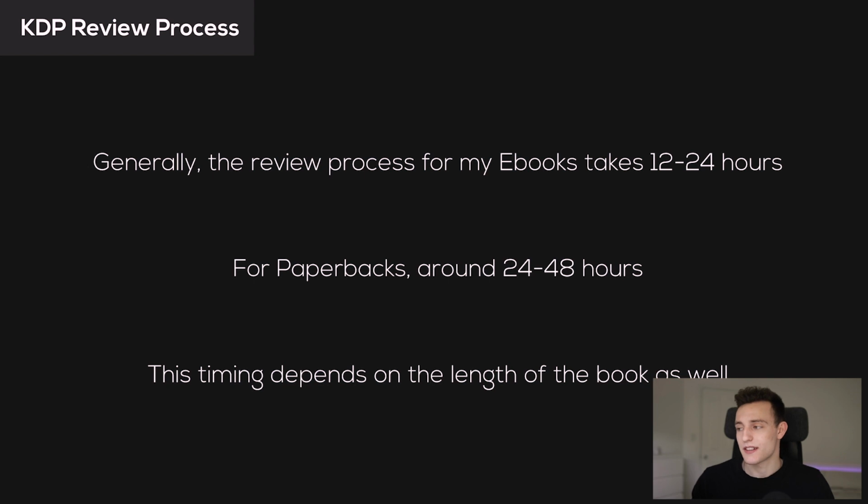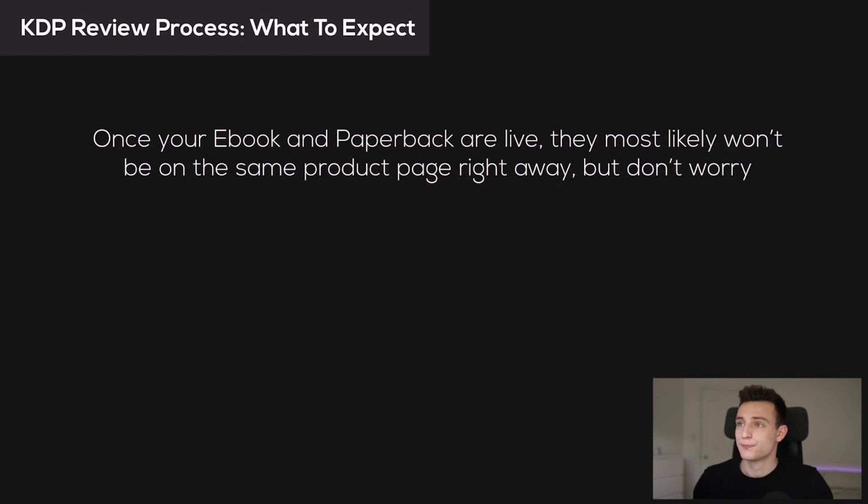And this timing depends on the length of the book as well. All right, so if you have a very long book, it only makes sense that the review process is going to take a little bit longer. Finally, what to expect. Once your ebook and paperback are live, both versions, they most likely won't be on the same product page. Don't worry, okay? After around maybe 12 to 48 hours, they will link, and they'll be on the same product page. It does not matter. In the beginning, they probably won't be on the same page. It'll take maybe a day or so for them to link together. It's not a big deal.